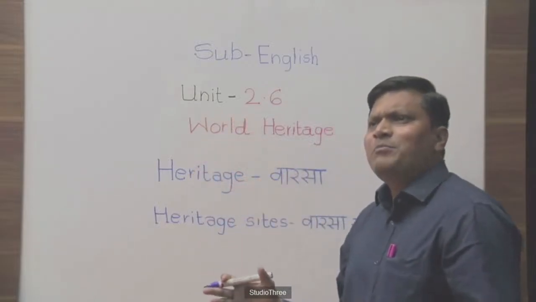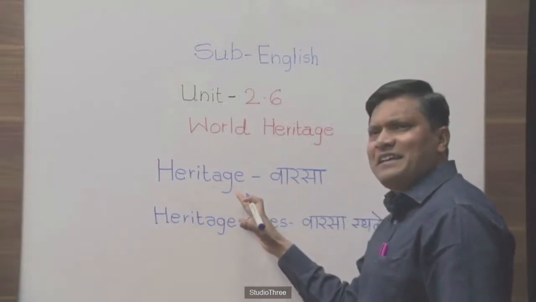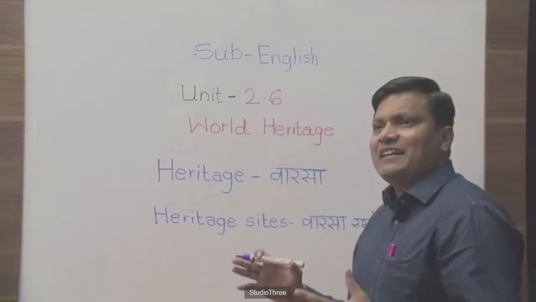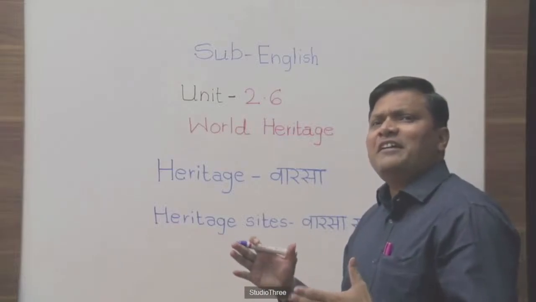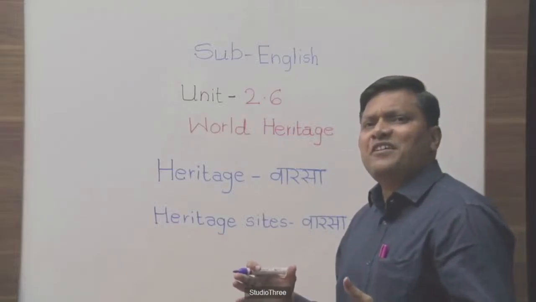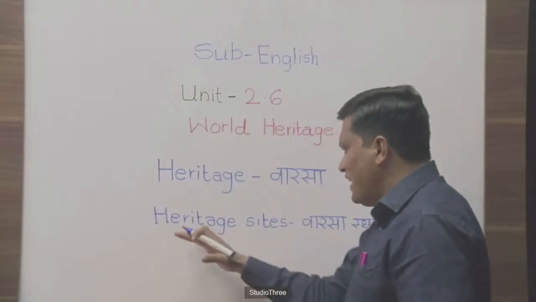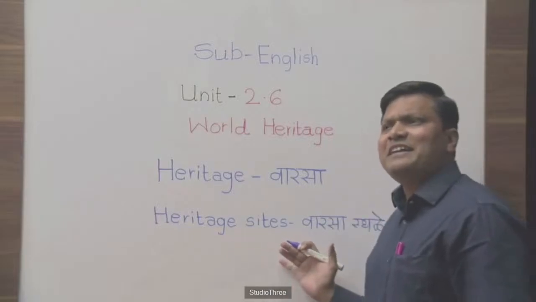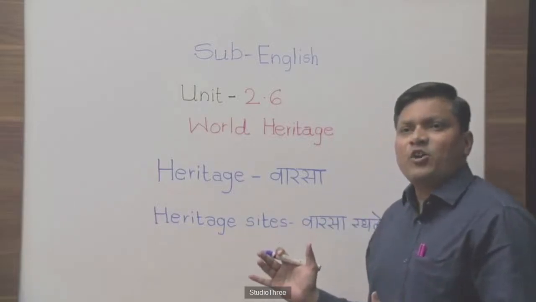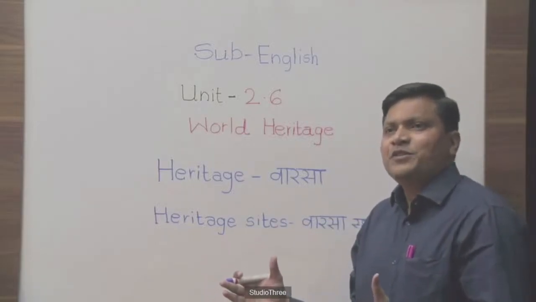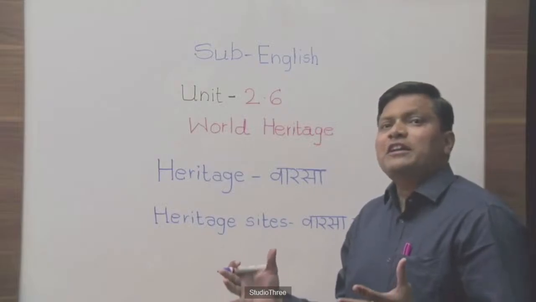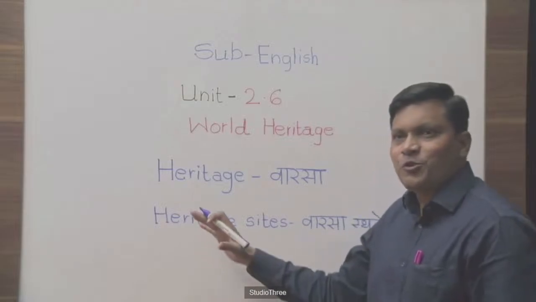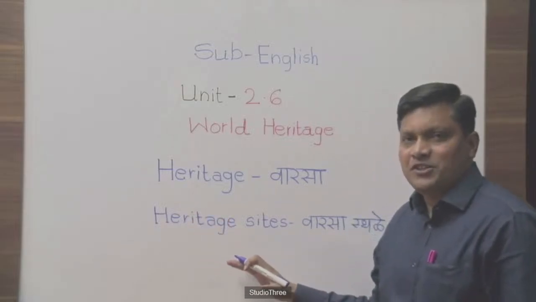First of all, we must know what heritage is. The word heritage means varsa. Those are the things which are hereditary, which go from one generation to another generation. Another meaning is heritage sites. What are heritage sites? Those are called the places which are historically known for humankind. Right, friends? So, this is the beginning of our chapter.